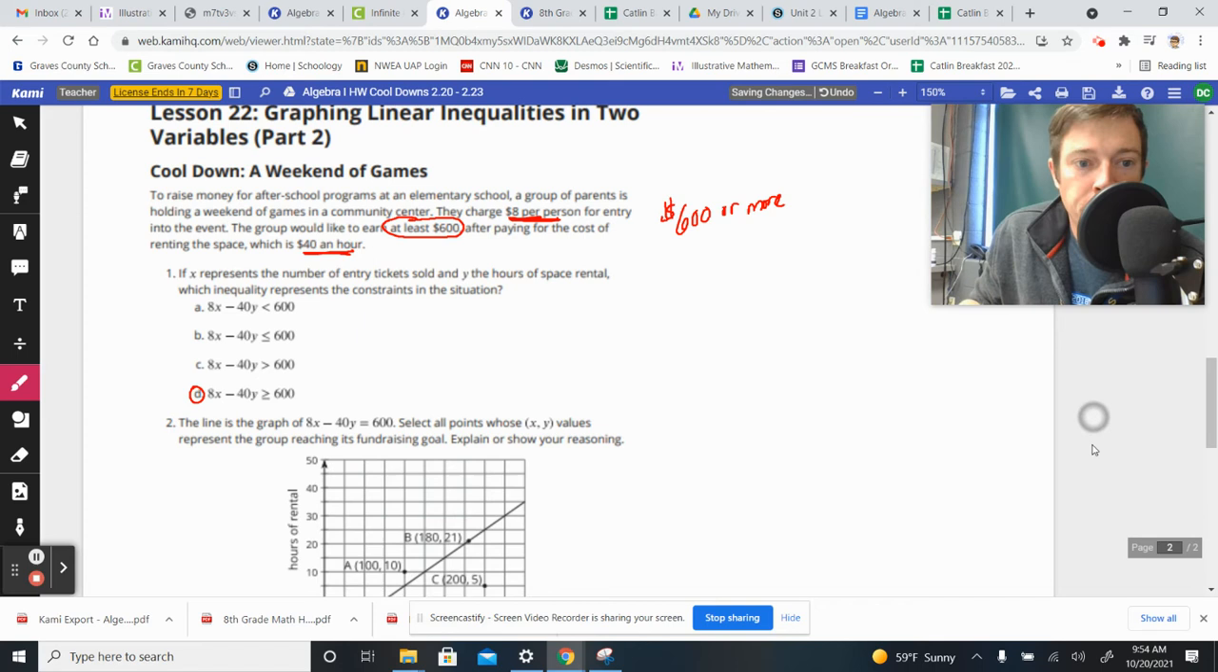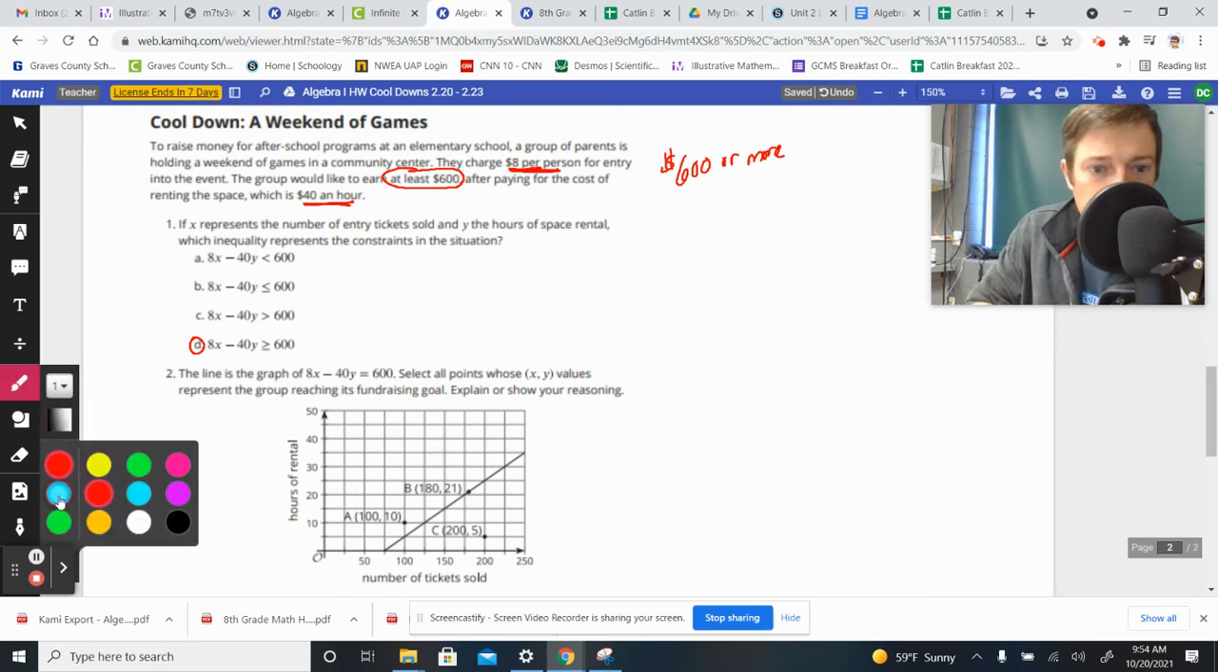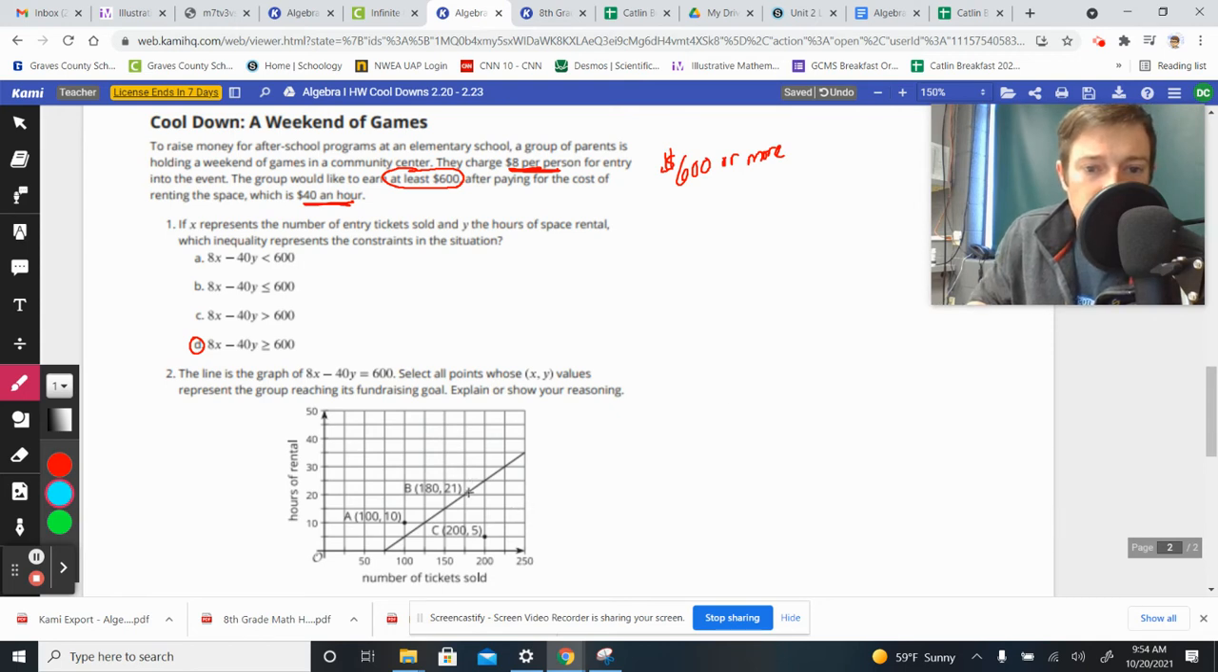Looking at number two, it wants us to notice that they've graphed the equation. The line is graphed for you already. We have to select all of the points, x and y, 180, 21, 110, 205, that represent the group reaching its fundraising goal. So we want to select all of the ones that would make $600 or more. To show our work and prove which ones we're picking are correct, we already know that the one on the line is going to work. We don't have to work that out because we know that the one on the line is going to equal 600. So we need to try one of the ones that's off the line, and that's going to be the other one that we select.